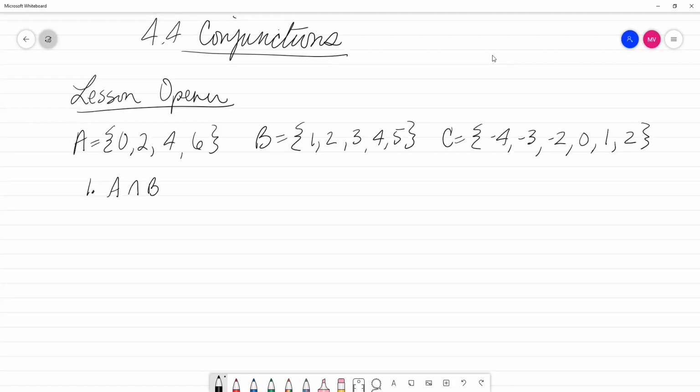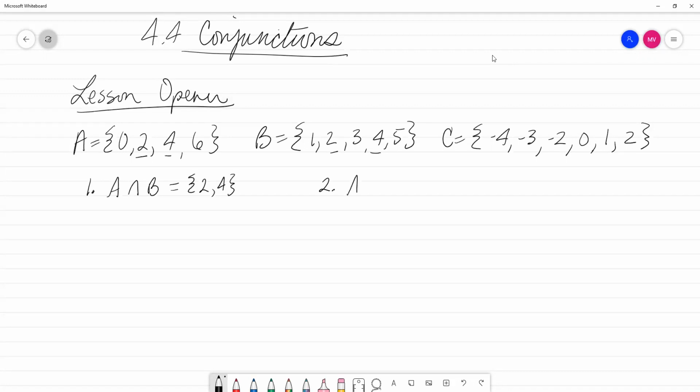So for the sets A and B, what numbers are in both sets? 2. Right, we have a 2 and we have a 4. Anything else? Nope, there's a 0 and a 6, which don't exist in B. So the set A intersection B is 2 and 4. It's just symbols. Remembering what the symbols mean is the biggest part of it.